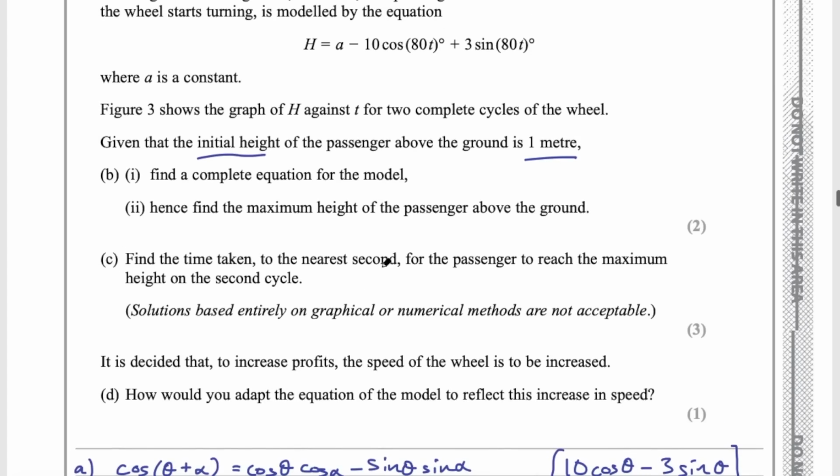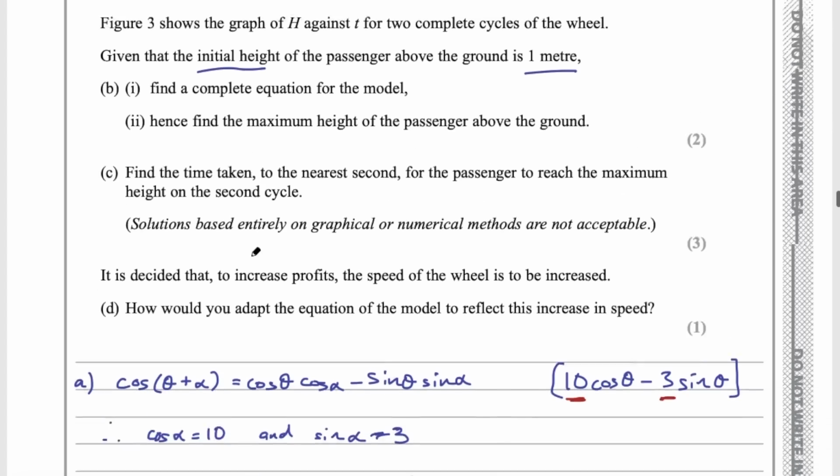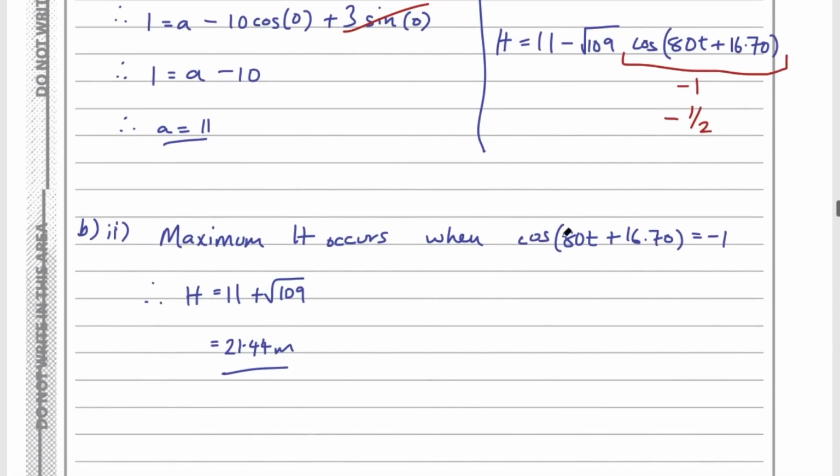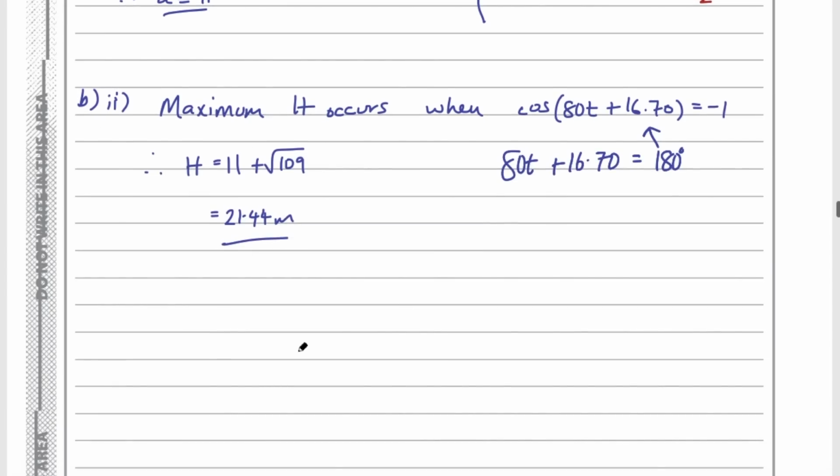So find the time taken to the nearest second for the passenger to reach the maximum height in the second cycle. Well, if we look at this part, again, remember we said that the cosine of 80t plus 16.70 had to equal -1. Well, effectively there we were saying that 80t plus 16.70 equals 180 degrees. So for the second cycle, we're saying that the cosine of 80t plus 16.70 equals -1 again.